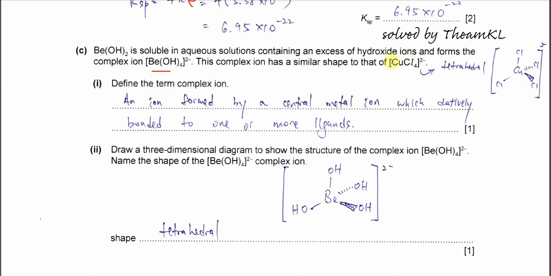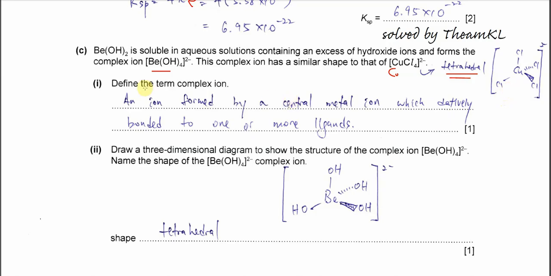So the cobalt and the copper with 4 chlorides, okay, if let's say this is cobalt with 4 chloride and now copper with 4 chloride, both are tetrahedral. So you need to remember this. So this one is tetrahedral, it means it looks something like this. So 4 dative bonds with the chloride, and the beryllium hydroxide complex will look similar.